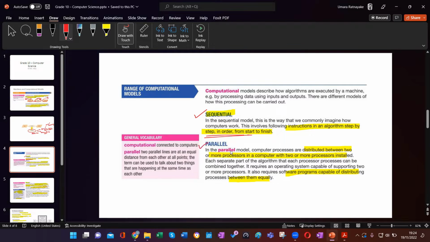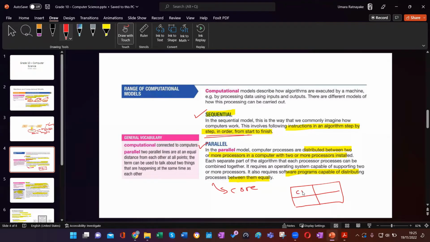Then the next one is parallel. As the name suggests, parallel means instructions are carried out at the same time in two or more different places. The best example you can take for this is the cores. You all know what cores are, right? Cores are small processors built into one unit as the CPU. And nowadays processors have multiple cores.